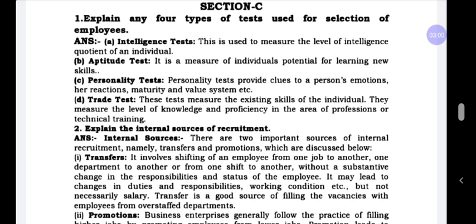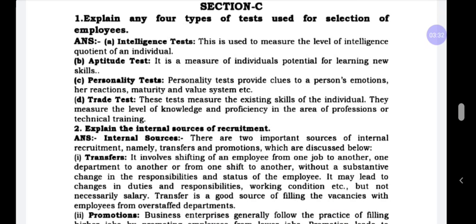And next one, we have the trade test. The trade test measures the existing skill of the individual. It measures the level of knowledge and proficiency in the area of profession or technical training. That means in the particular field or area the candidate has selected, how much knowledge he has acquired in that particular area or skill, they are going to check. This is called trade test.